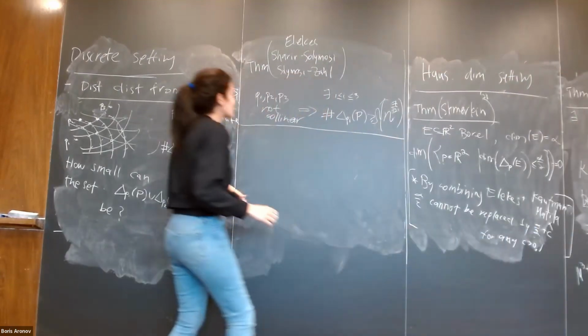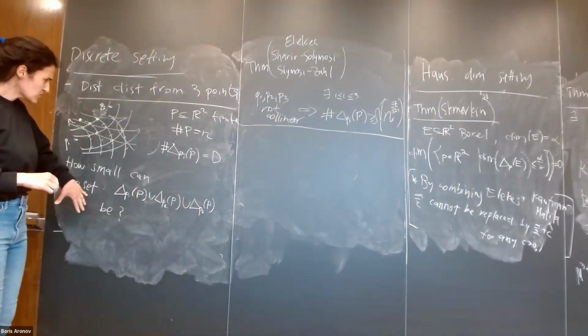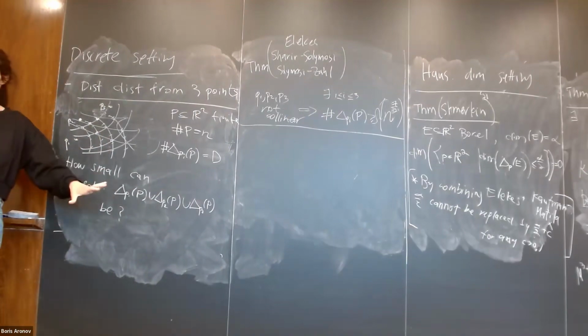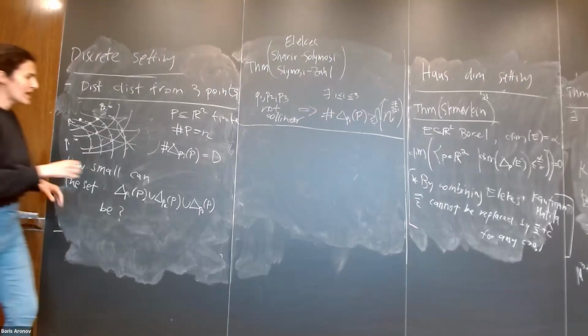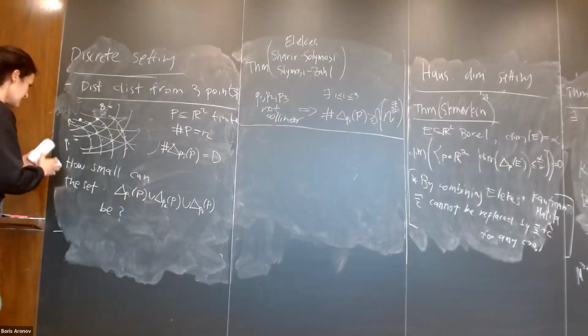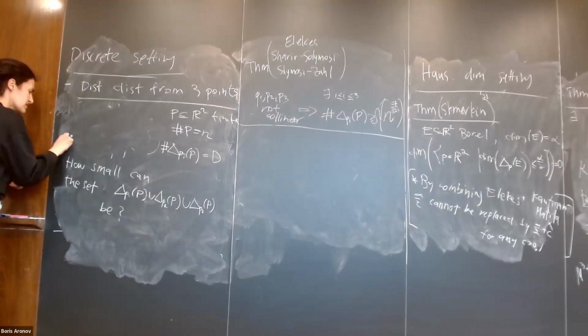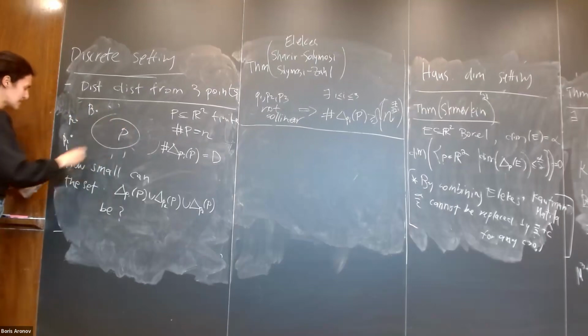Okay, so how to start analyzing this question? At first I studied the Elekes and Rónyai theorem, and let's say that you believe me that we have it, and we also have the Hausdorff-dimension analogue. So I think this is more or less a special case. Why? I have these 3 points that are fixed, and I have the set P of size n.